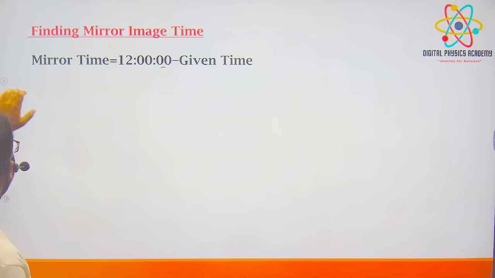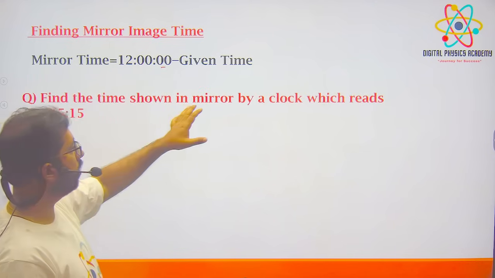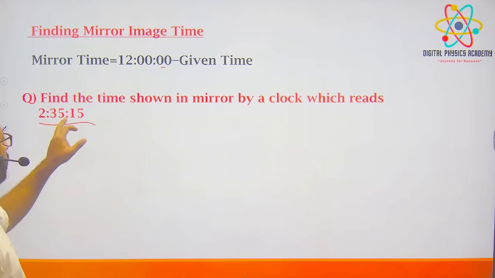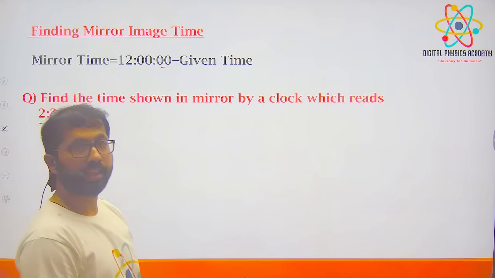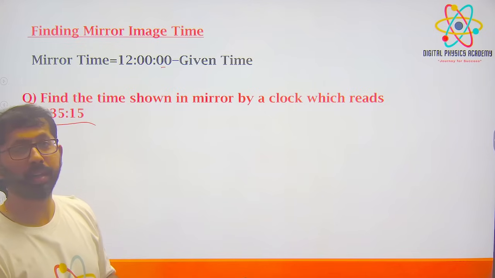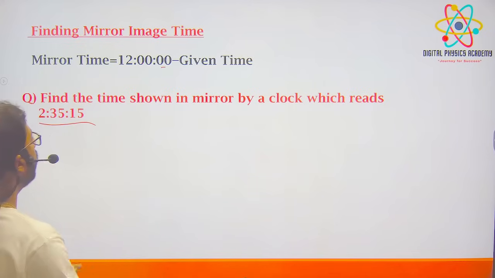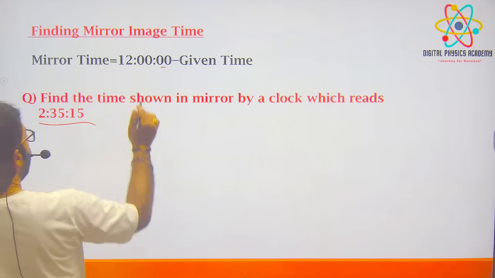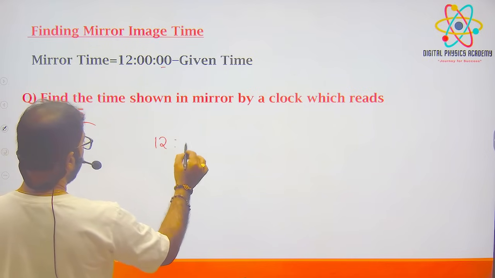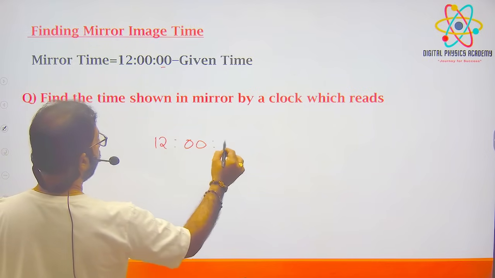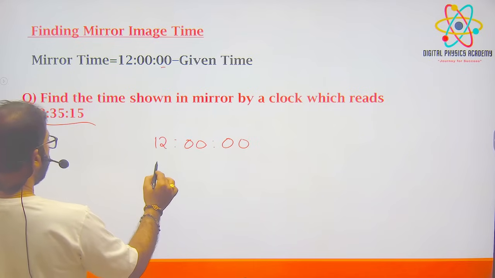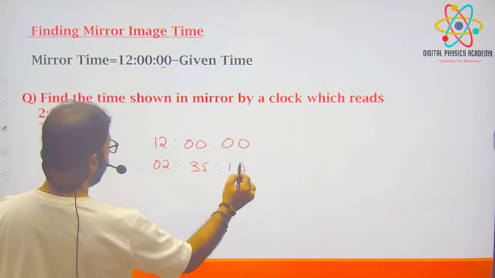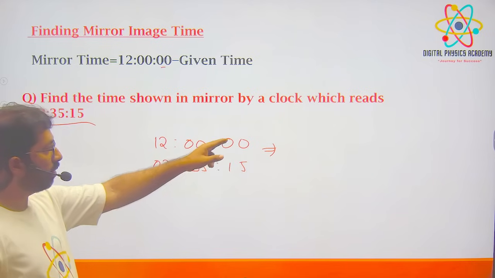Suppose example I'll give. Find the time shown in the mirror by the clock which reads 2 hours 35 minutes 15 seconds. इसका मुझे image चाहिए, mirror का image चाहिए. How to find? Always subtract from the 12. This is called image time. Always any given time में subtract with the 12. So 12 a minute से ये second से कौन सा 0 to 35 15. So क्या होगा? We cannot subtract from 0 से, right?